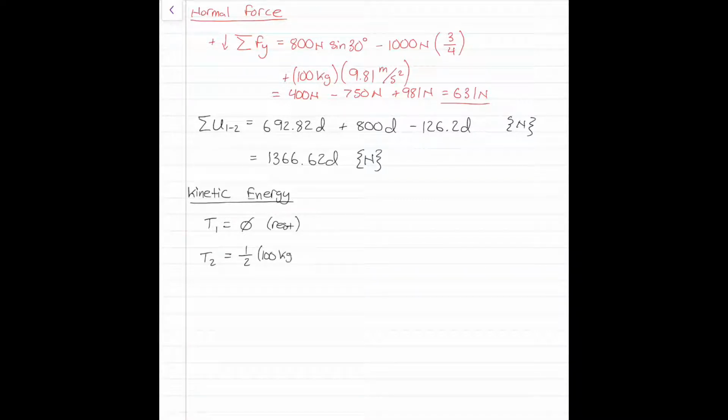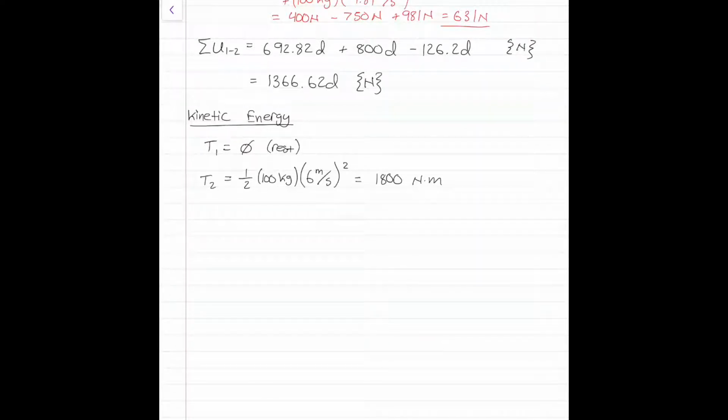Final kinetic energy is 1/2 times 100 kilograms times a final velocity of 6 meters per second. And that 6 meters per second was a given. And simplifying that further, we get 1,800 Newton meters is the final kinetic energy. So now that we've solved for the work and we've solved for the kinetic energy, we'll go ahead and plug all these variables in to our initial equation, and we'll go ahead and solve for the distance traveled. That's what we are looking for here.